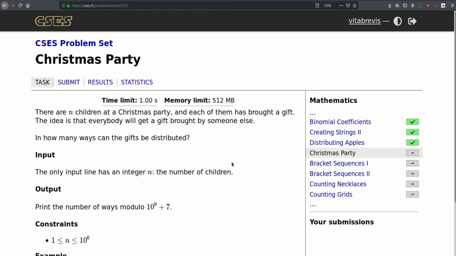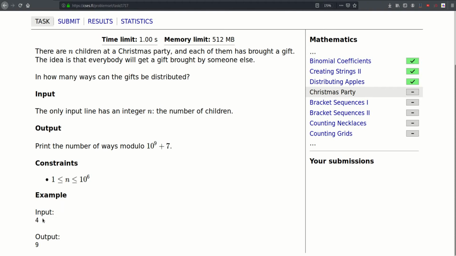We'll be solving this problem called Christmas party. So there are n children at a Christmas party and each of them has brought a gift. The idea is that everybody will get a gift brought by someone else. In how many ways can the gifts be distributed? Our only input is n and it can be up to 1,000,000, and we have to output the answer modulo 8,000,007. So let's head to the drawing board to understand this problem better.